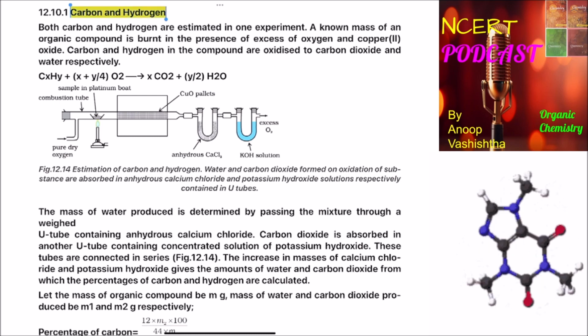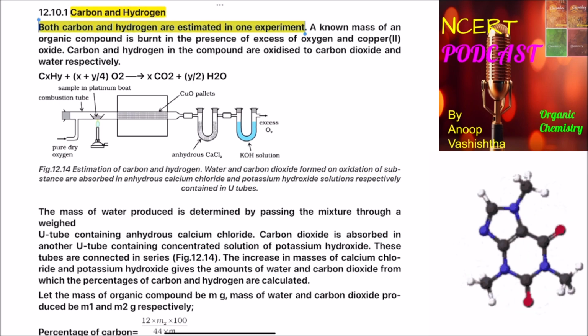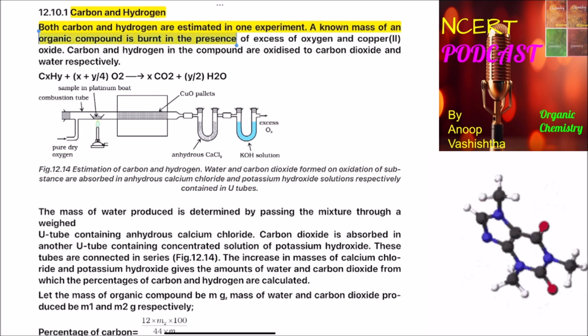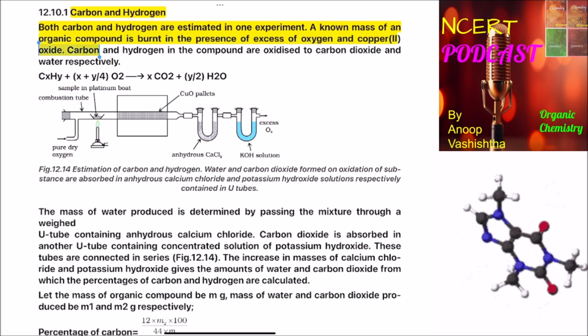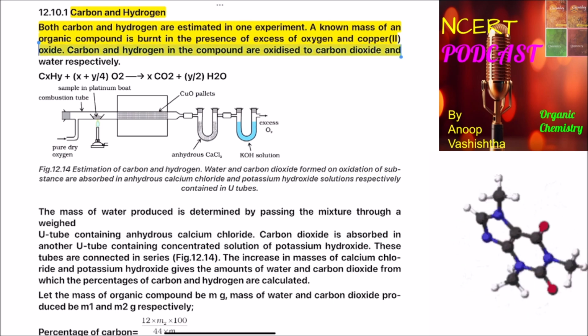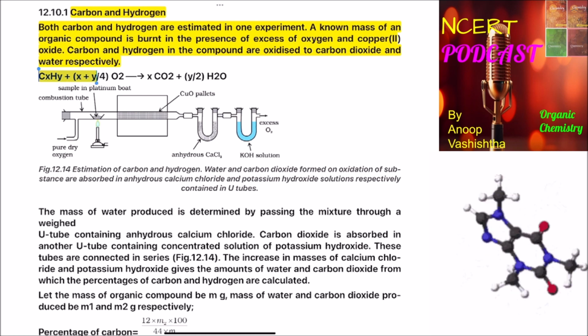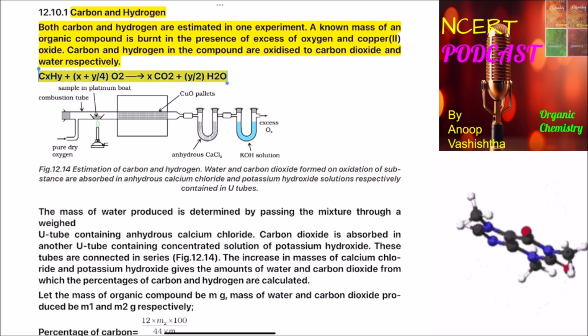Carbon and hydrogen. Both carbon and hydrogen are estimated in one experiment. A known mass of an organic compound is burnt in the presence of excess of oxygen and copper(II) oxide. Carbon and hydrogen in the compound are oxidized to carbon dioxide and water respectively. CxHy plus (x plus y/4) O2 gives xCO2 plus y/2 H2O.